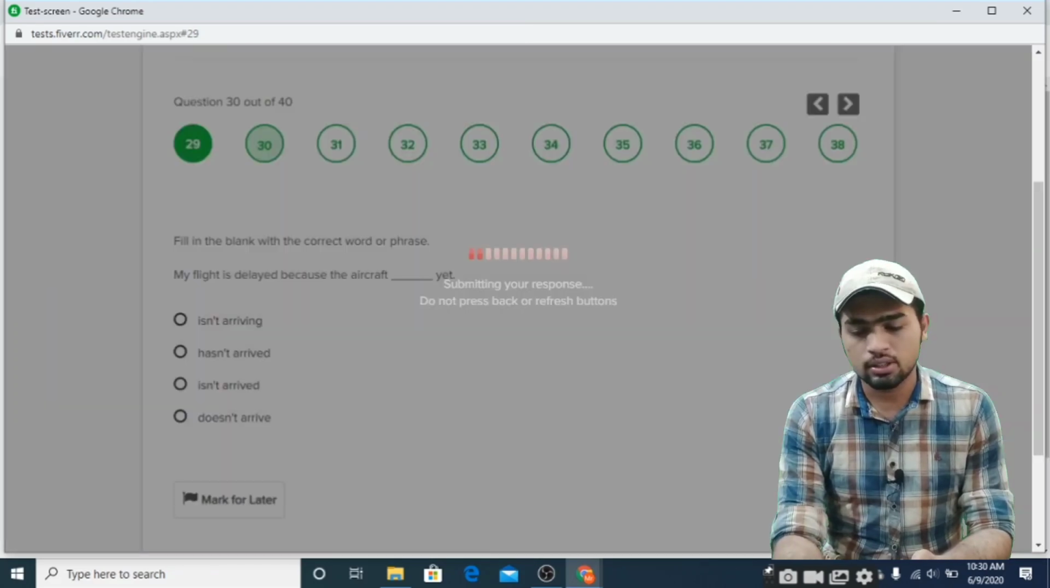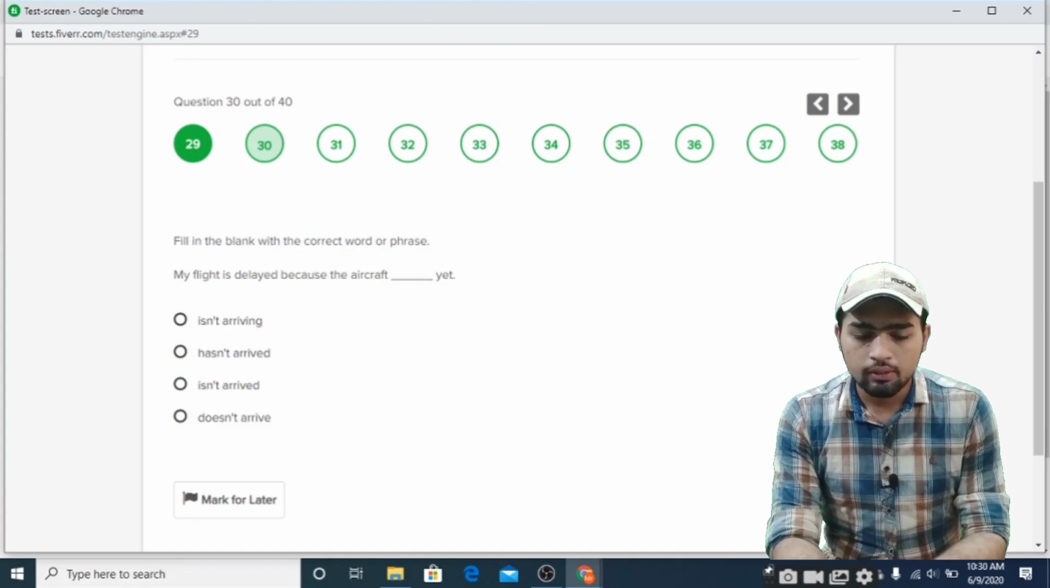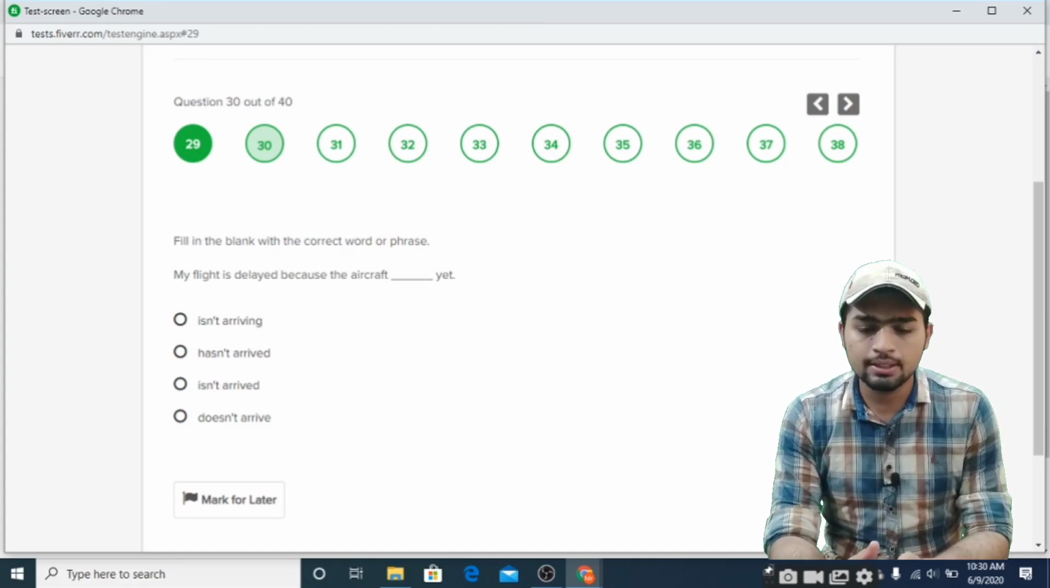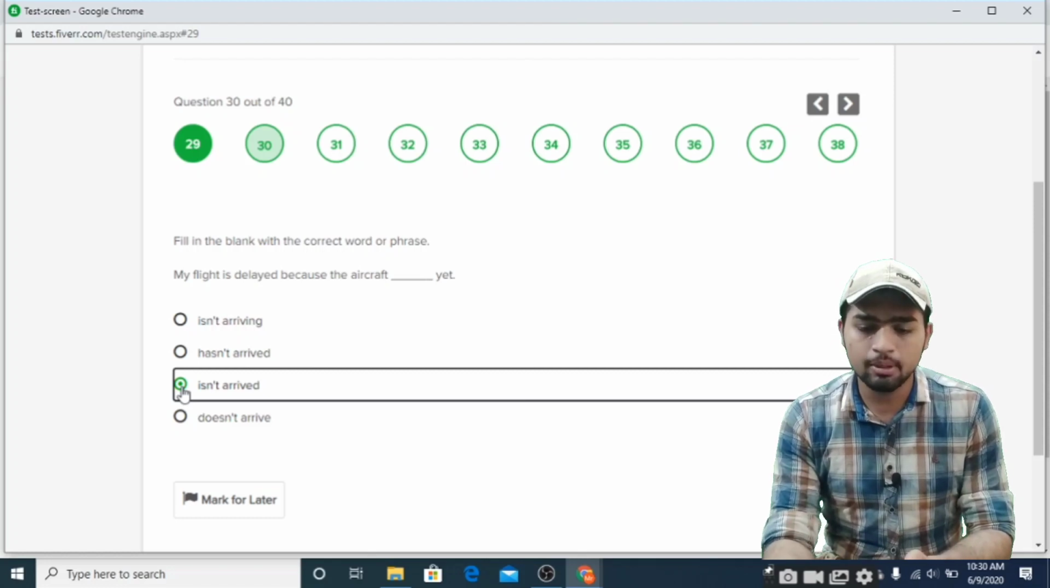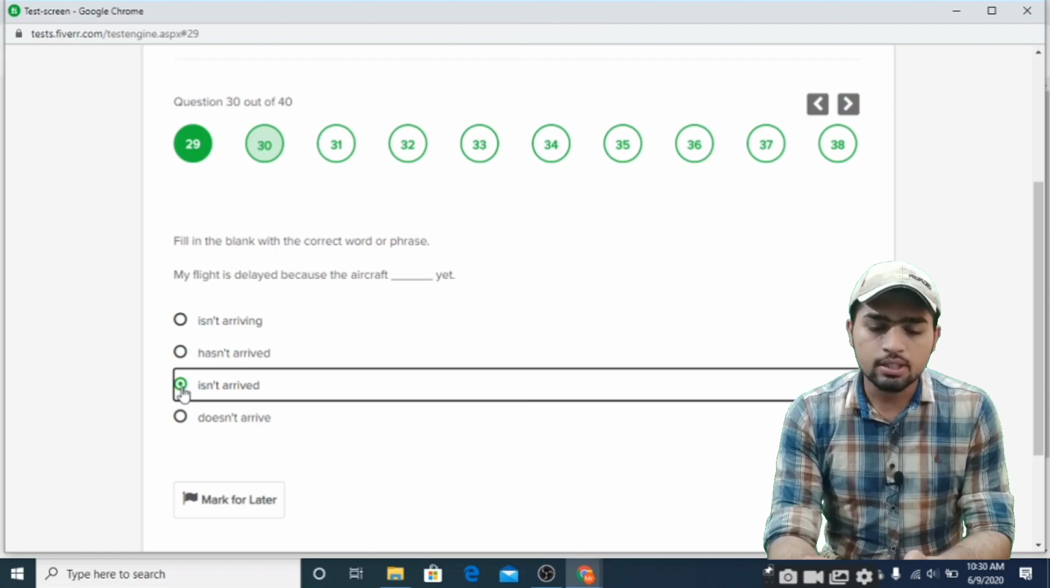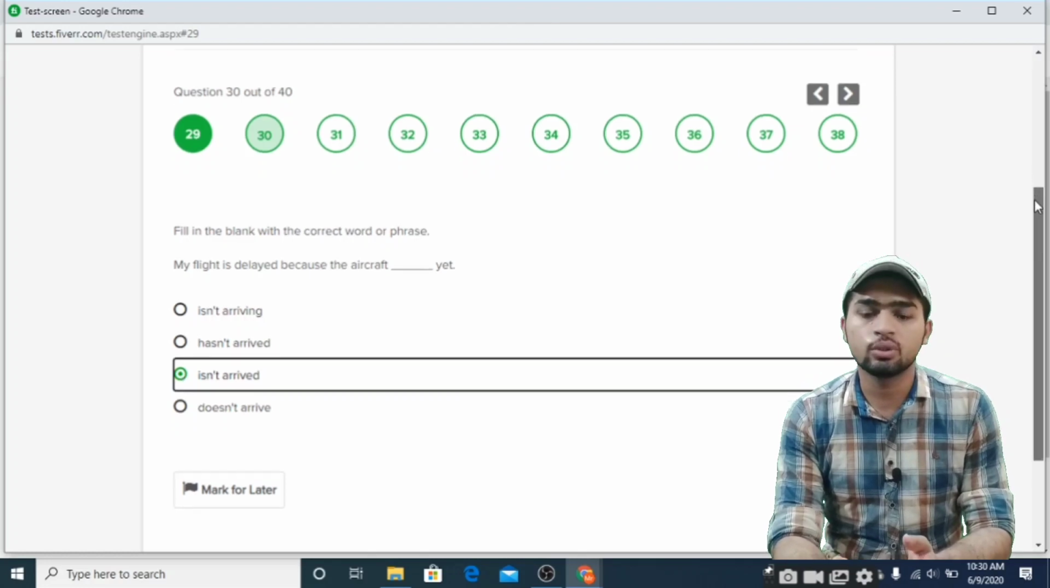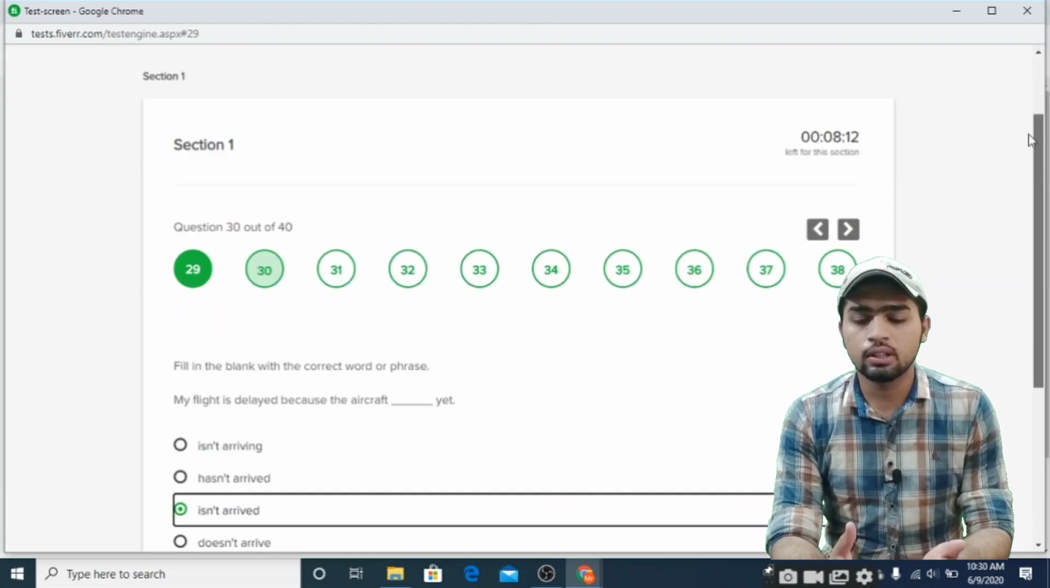Next question: my flight is delayed because the aircraft dash yet. The aircraft is not arrived yet. My flight is delayed because the aircraft is not arrived yet. I think option 3 is correct. So I click on the third option.